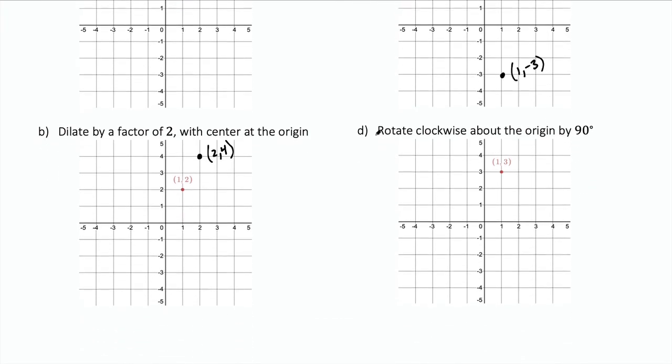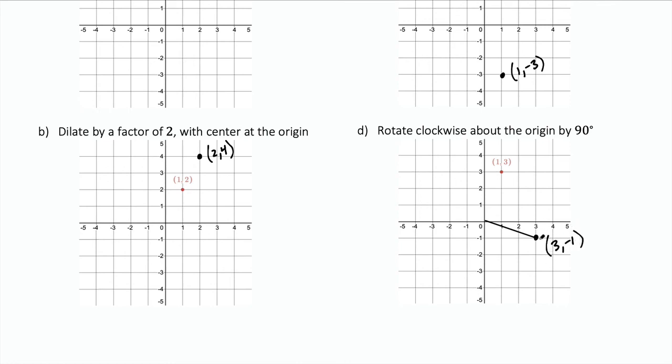And for D, rotate clockwise about the origin by 90 degrees. So rotating by 90 degrees is kind of strange, but what we want to do is, and I'm going to actually just draw a line here so you can see. So at this point, I'm now going to rotate it 90 degrees about the origin. We end up right around here. This point is at 3, -1.